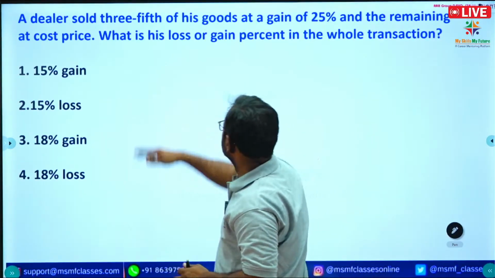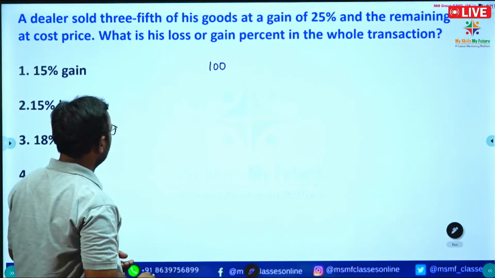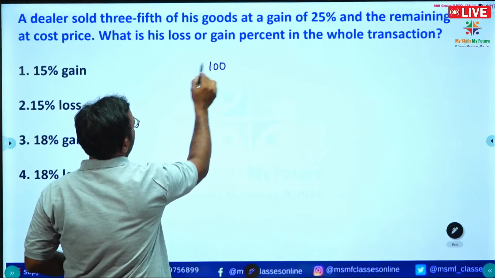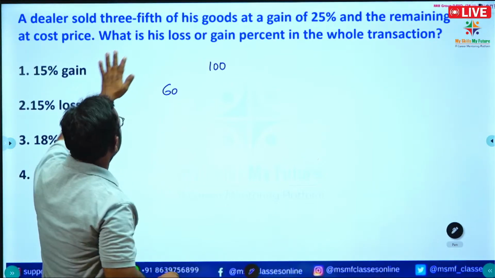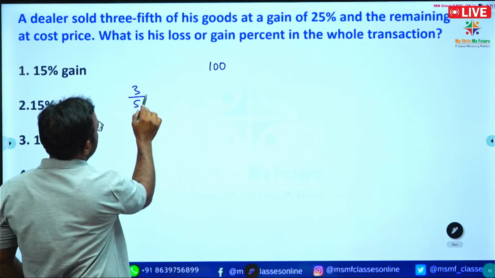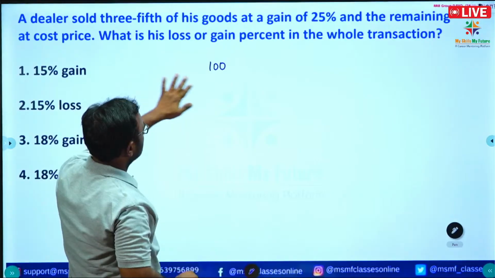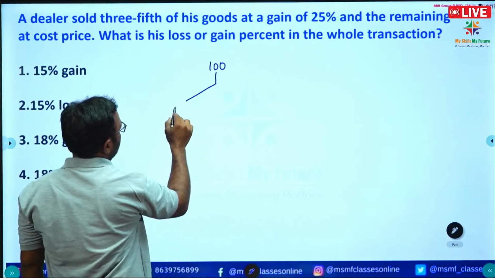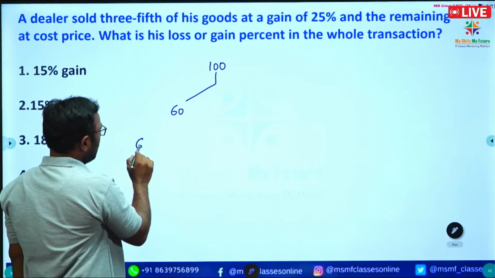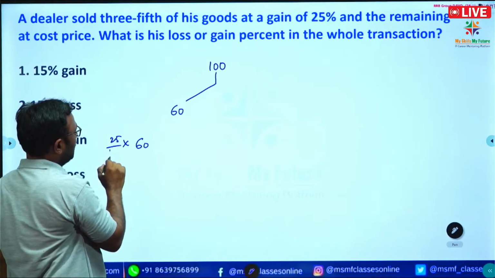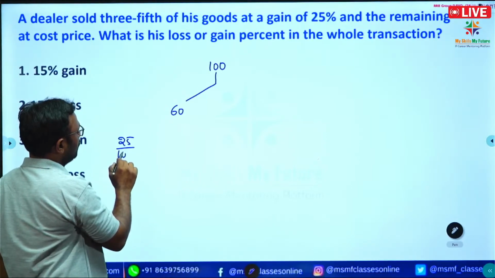Suppose the cost price of the total goods is 100. In that they sell 60%. Why? Because 3 by 5, if you convert into percent, is 60%. So the cost price of goods is 100, and they sold 60% at 25% profit. So what is the 25% of 60?